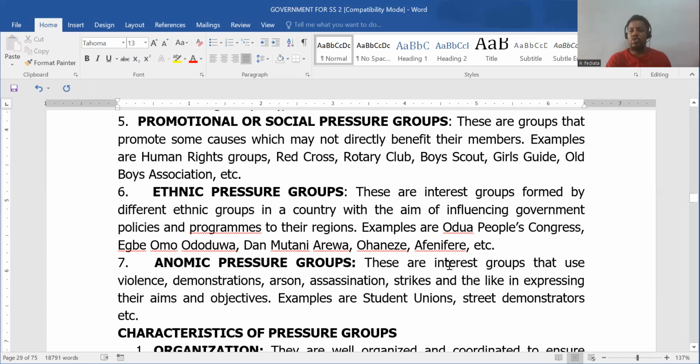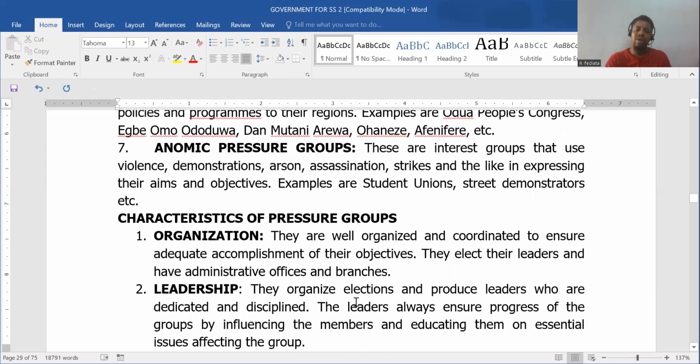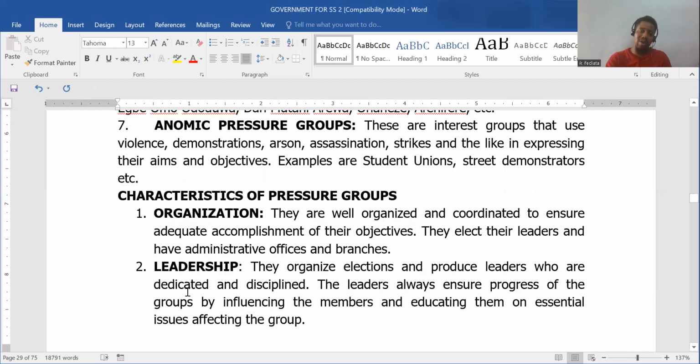So this militant pressure group, these are interest groups that use violence, demonstrations, assassination. So they use extreme measures to achieve their objectives, to influence government decisions in the interest of their members.